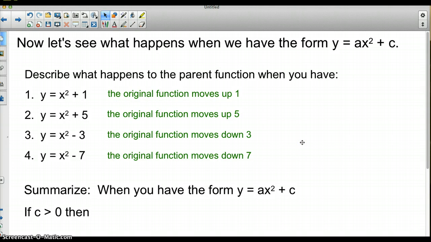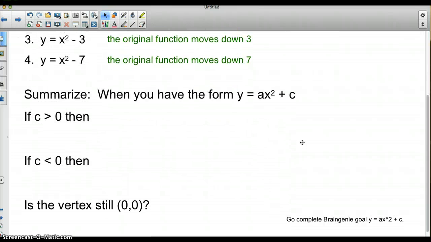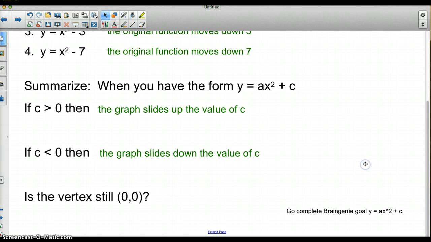So if we have to summarize, when you have an equation in the form y equals ax squared plus c, if c is greater than 0, then instead of changing the width or the narrowness, the graph is going to slide up a value of c. So if you're adding something positive to the graph of x squared, it's moving up that number. If c is less than 0, the graph is sliding down whatever number you're subtracting from the graph. So you're going to want to write these two things down.